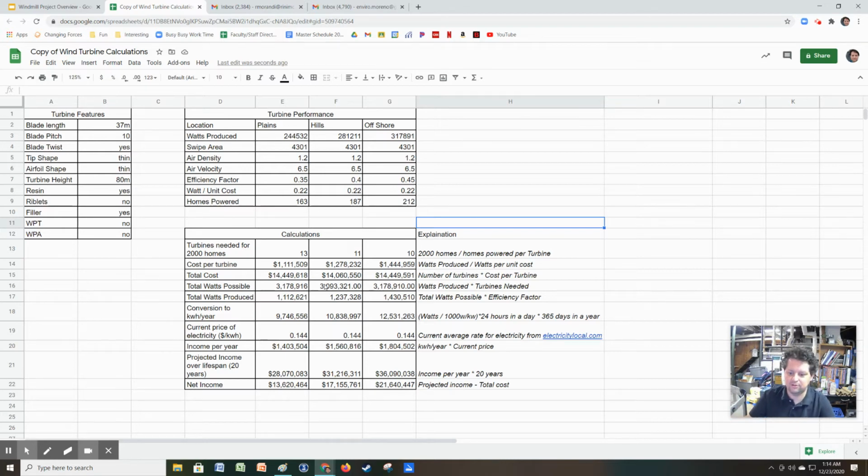You may be able to just download it, just use the new copy of the thing that I've got on the classroom now, and it should be fine. But anyway, this is the turbines needed. I need 13 turbines to hit those 2,000 homes.